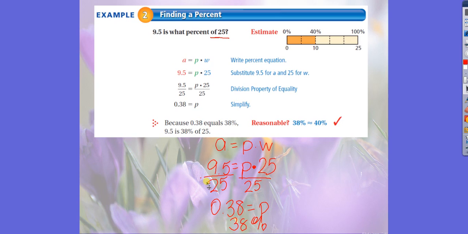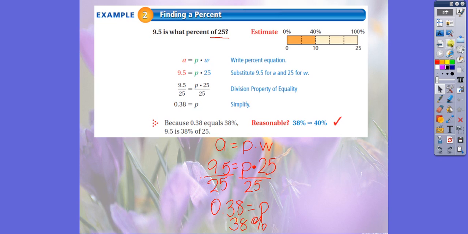A lot of you are doing a really goofy thing today. You were doing 25 divided by 9.5 instead of the other way around. It's 9.5 divided by 25. We work from the numerator down, and you get a decimal of 0.38. So you need to convert that back to the percent form to get the true percent, which is 38%.